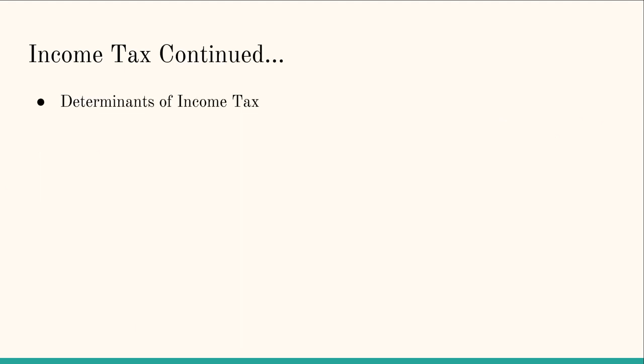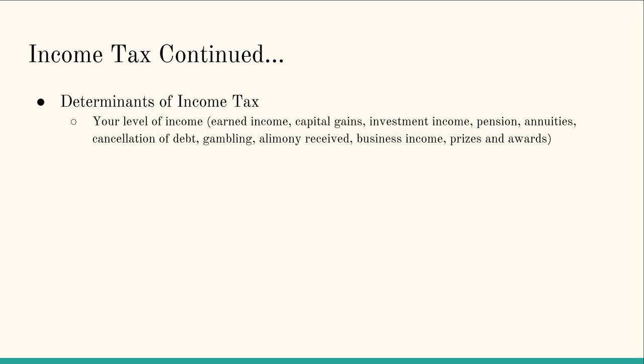Okay, so let's talk about what determines your income tax. So clearly your level of income. So there's a couple of parts to this. There's earned income, which is like what you earn from working a job. There's capital gains, which is like if you invest in stocks and the stock goes from $10 a share to $20 a share, then that extra $10 you earned is called capital gains. So you didn't actually earn that. It's an investment gain. So that's what capital gains is.